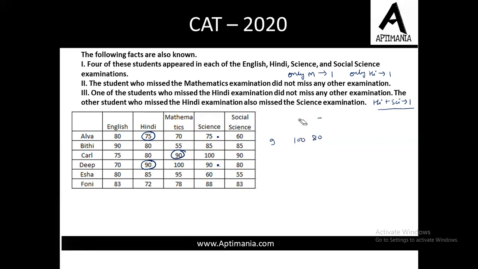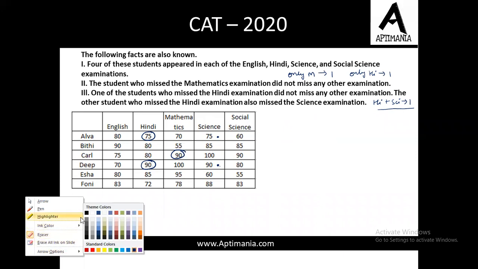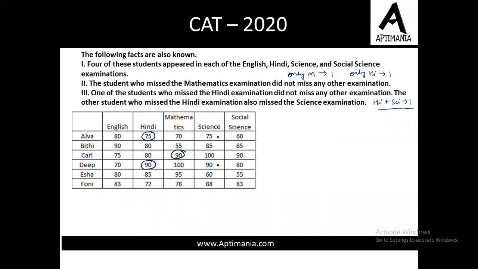Now let us move to the English part. Okay, now let us check for English. In the question it is given that four of these students appeared in English, Hindi, science and social science. So there must be four students who appeared in the English examination, so there must be two students who missed the English examination. Right? Now let us check whether the students are A, B, C, D or E, F.